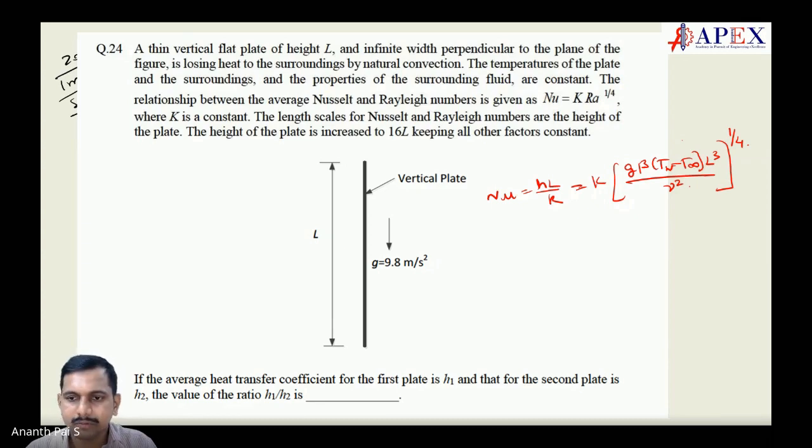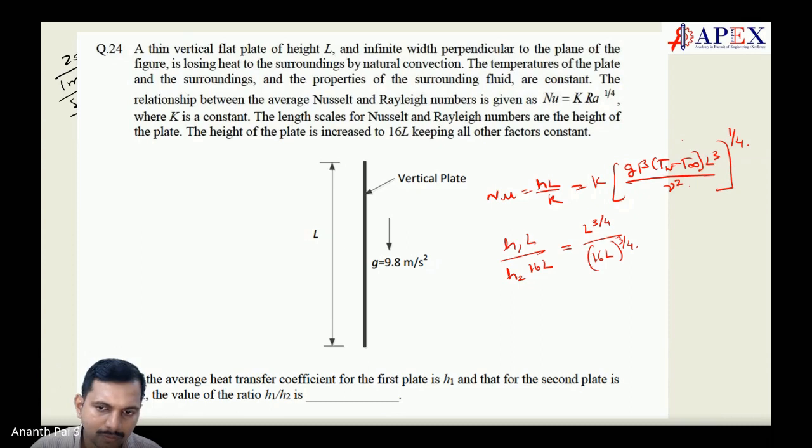So L becomes 16L. We can write this as H1 L divided by H2 16L is equal to this. All those things will remain: L cube to the power 1 by 4 gives L raised to 3 by 4, and here 16L raised to 3 by 4. That's it.